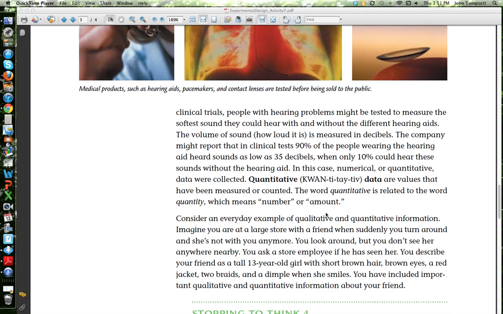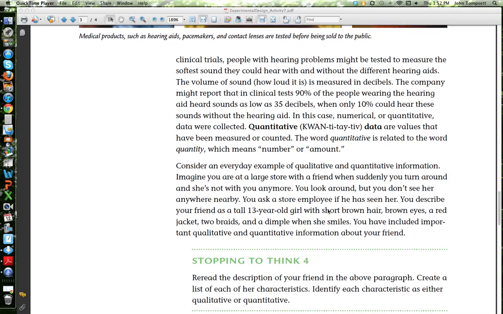Consider an everyday example of qualitative and quantitative information. Imagine you are at a large store with a friend when suddenly you turn around and she's not with you anymore. You look around, but you don't see her anywhere nearby. You ask a store employee if he has seen her. You describe your friend as a tall 13-year-old girl with short brown hair, brown eyes, a red jacket, 2 braids, and a dimple when she smiles. You have included important qualitative and quantitative information about your friend.